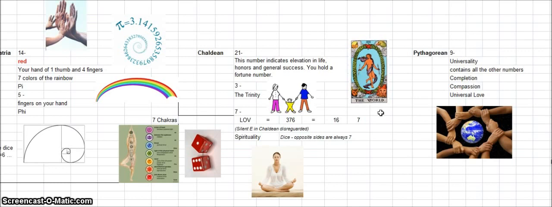21, 2 plus 1 is 3, which is the Trinity, and I'll try to keep the God stuff out of here. And my favorite version of the Trinity, of course, is the Mother, Father, Child.